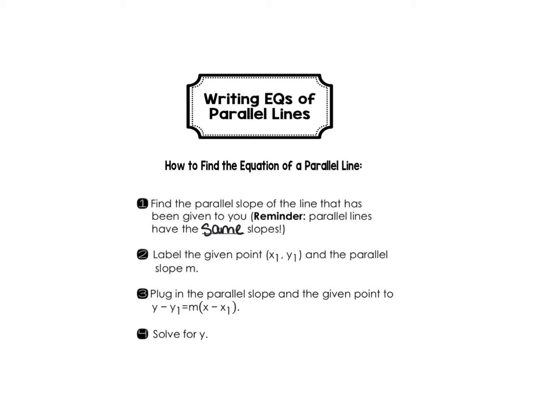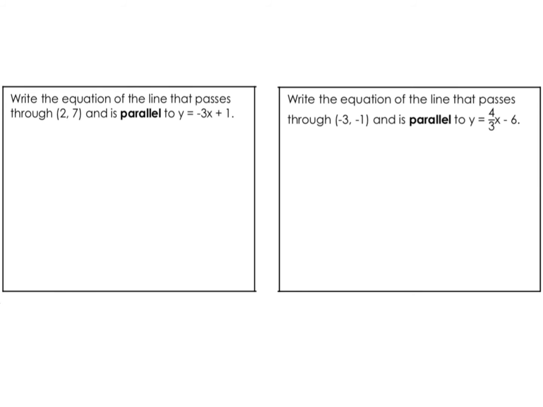So we label the given point x1, y1, and the parallel slope m, and then we plug the parallel slope and the given point into point slope form and solve for y, much like what we did in the previous lesson. So let's look at an example.